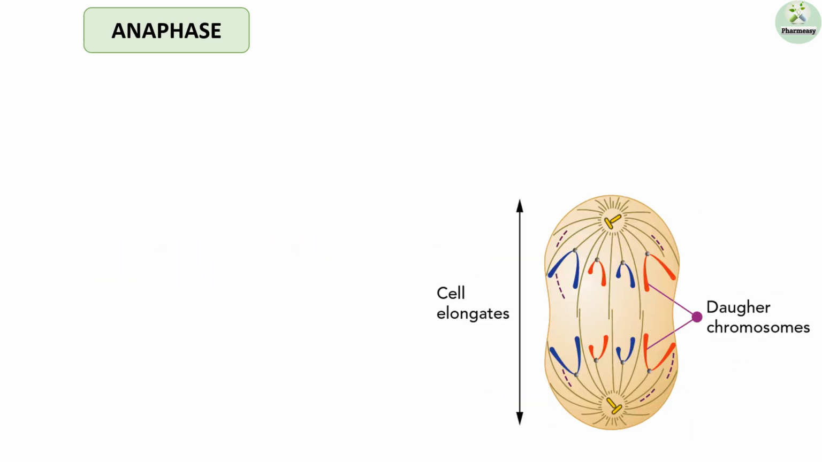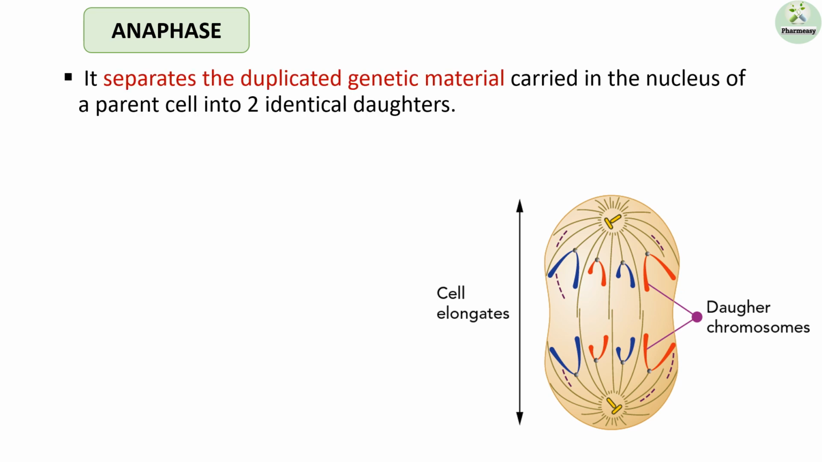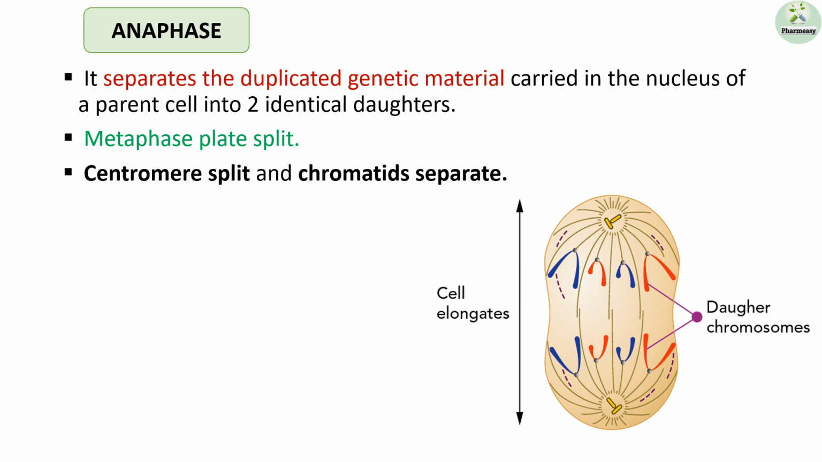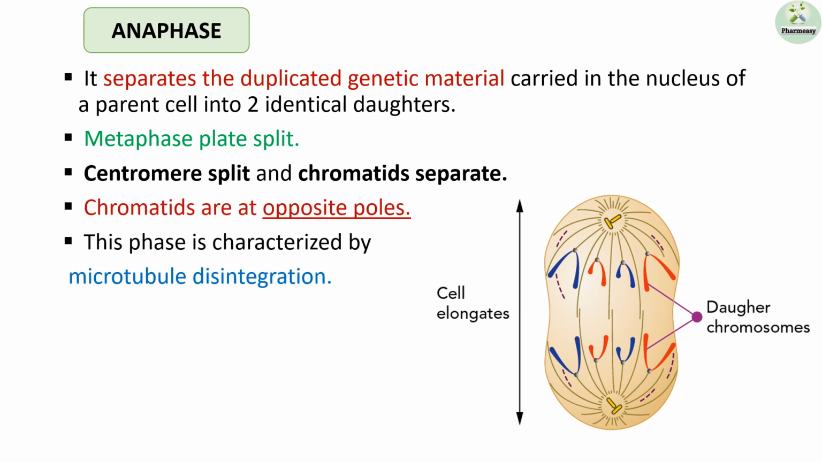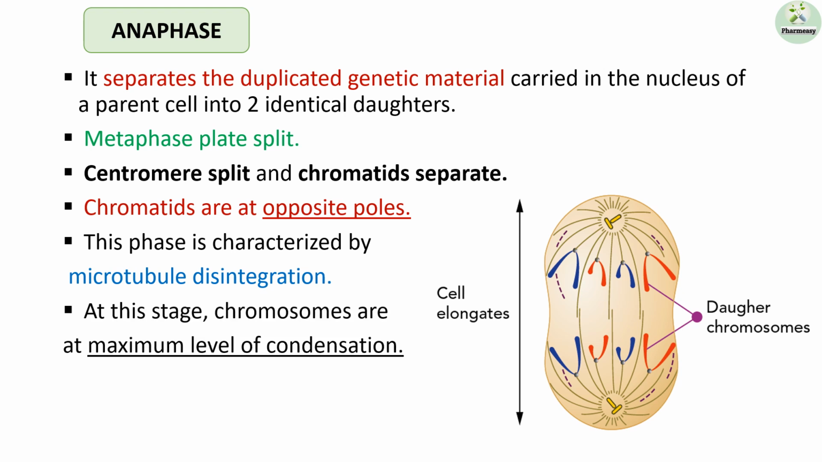Anaphase, it is the third phase after prophase and metaphase. It separates the duplicated genetic material carried in the nucleus of a parent cell into two identical daughters. Metaphase plate split along with the centromere. Chromatids also separate. This phase is characterized by microtubule disintegration. At this stage, the chromosomes are at the maximum level of condensation. This helps in easy segregation and formation of the nucleus.